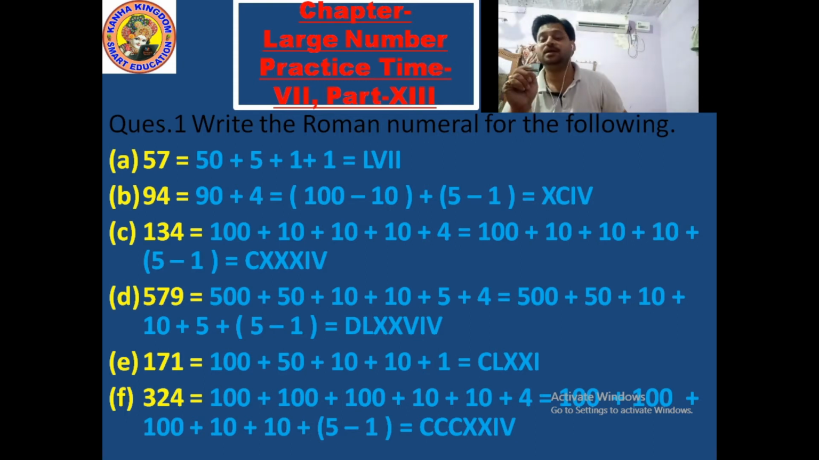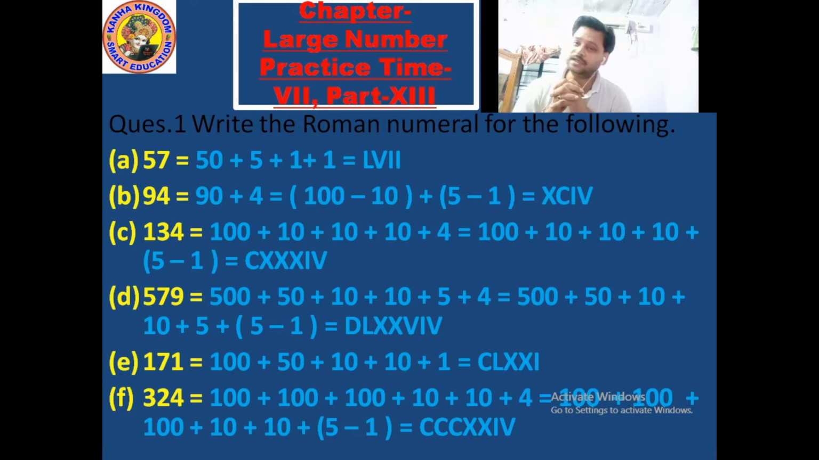Here rule used. Third one. Okay, means 100 plus 100 plus 100 equals to C, C, C, and 10 plus 10 X, X, and 4 I, V. I, V equals to 4. Clear it? Very good. So now I hope you all understand this part of Roman numeral.